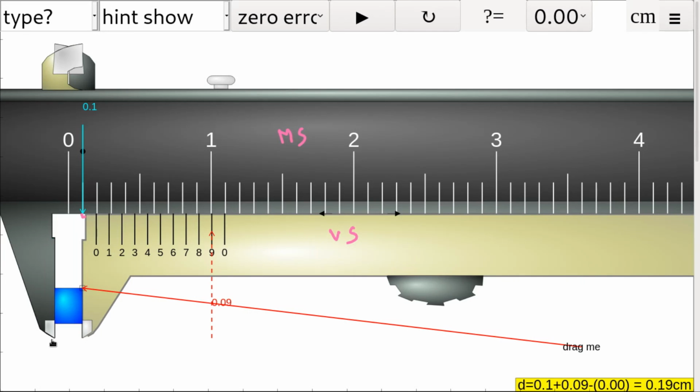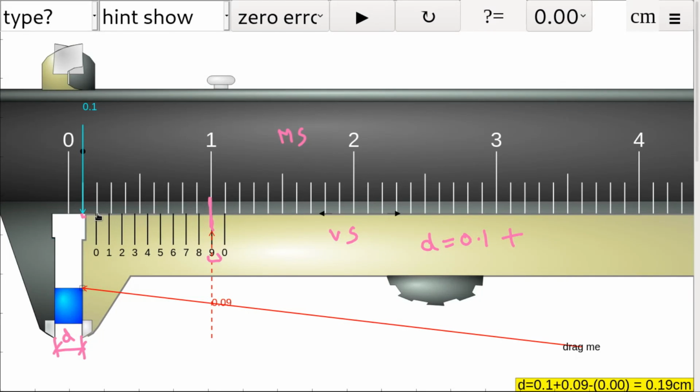So what is the dimension? Suppose the length of this block is D. So D equals 0.1 centimeter plus how much? This can be measured on the vernier scale. So now we can see which line of the vernier scale is matched with a main scale line. Here we can see the 9th line is matched with a main scale line, but these lines should be matched.